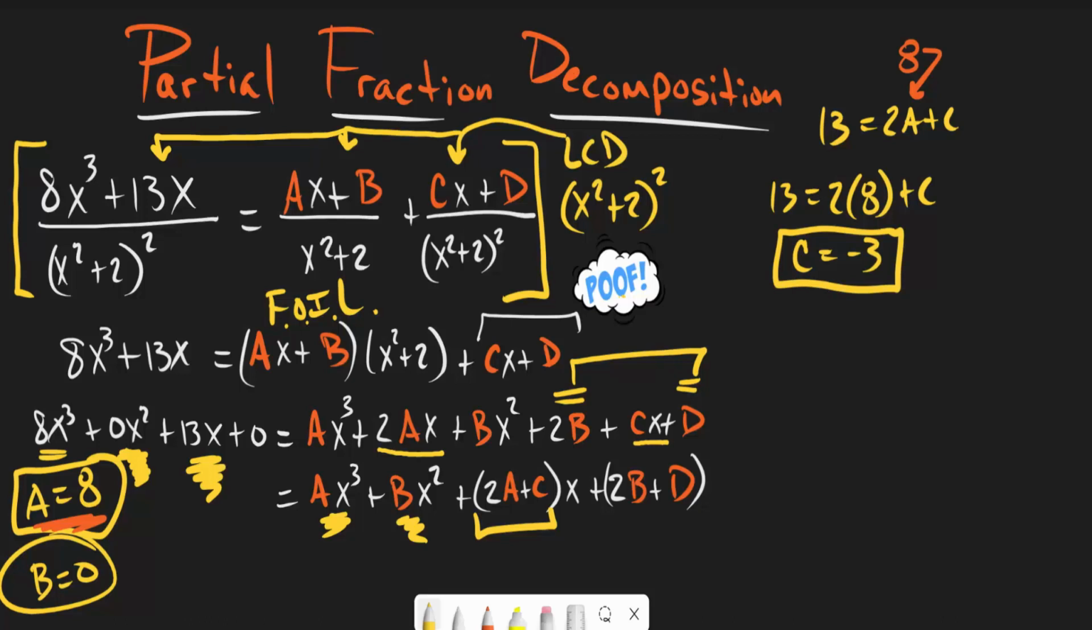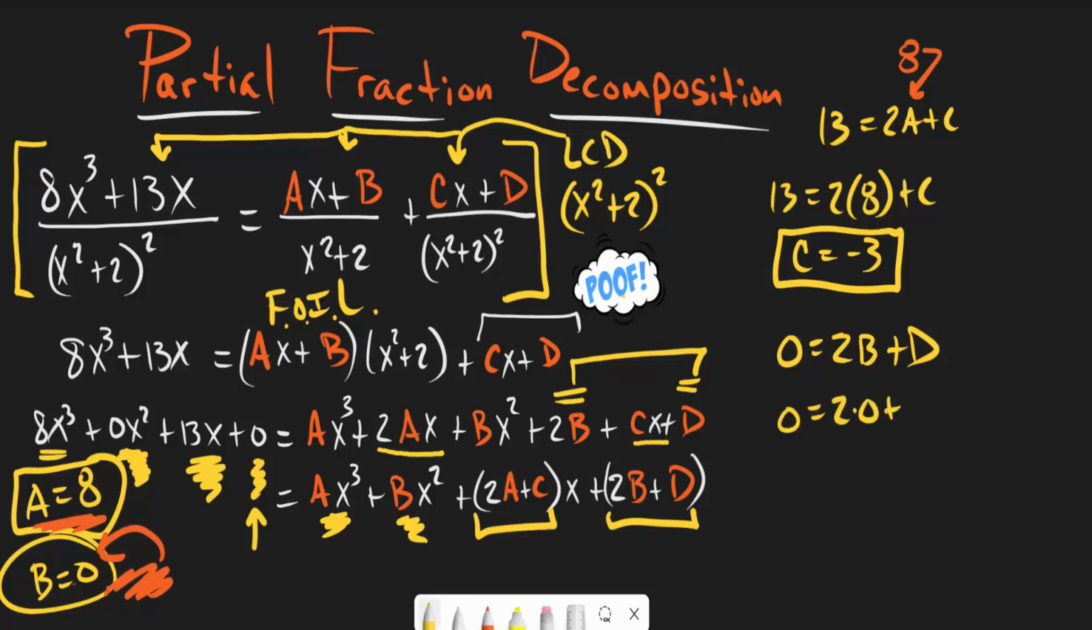We're almost done now. The only thing that we're missing is d. We're going to look at the constant, which was 0 on the left-hand side. But on the right-hand side, we had that 0 is equal to 2b plus d. But very similarly, remember, we do know what the b is. The b is equal to 0, so we're going to plug in a 0 there. So 0 is 2 times 0 plus d. So d is equal to 0 as well. Nice. So we are done.